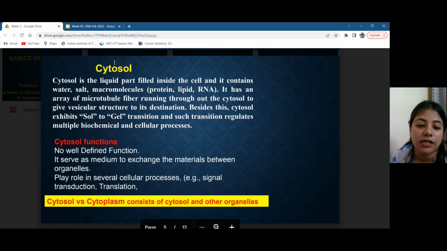Then he discussed what the cytosol is and what its function is. It shows the sol to gel transition, and the difference between cytosol and cytoplasm, where cytoplasm consists of cytosol plus organelles, but cytosol only consists of the liquid part of the cell. So there's a difference in the terminology, although they are quite often used interchangeably. The definitions for the two are actually different, and therefore we should try to maintain that distinction.